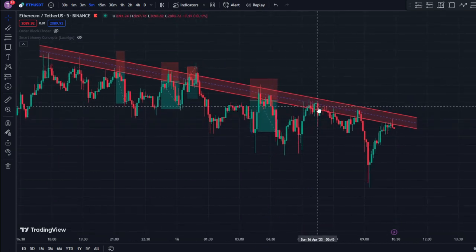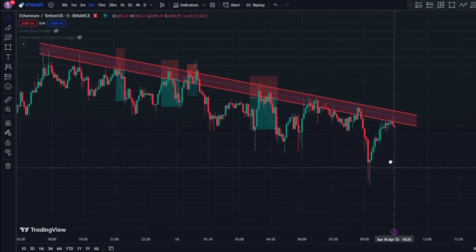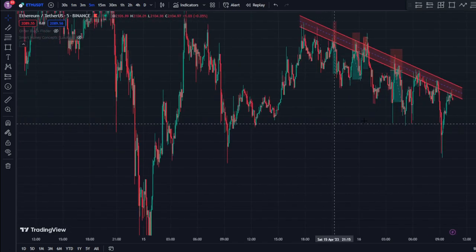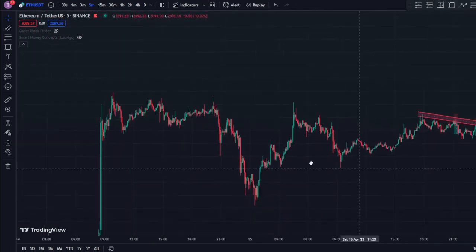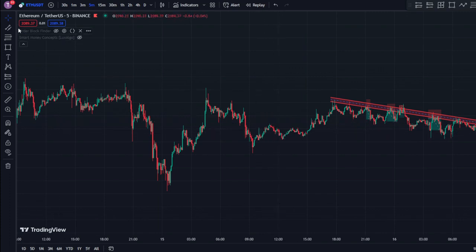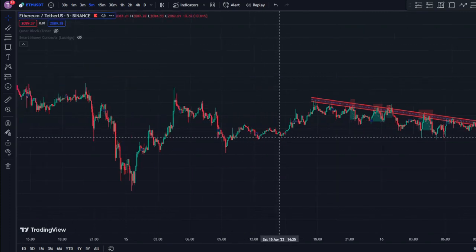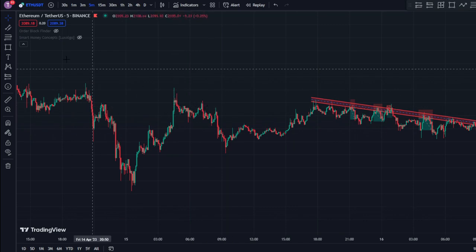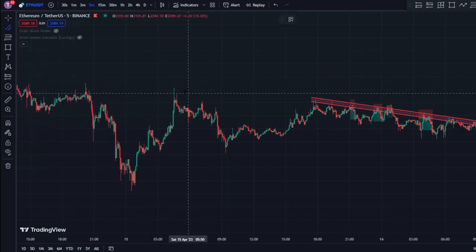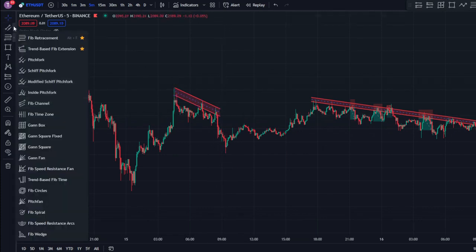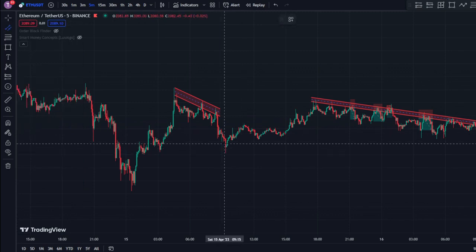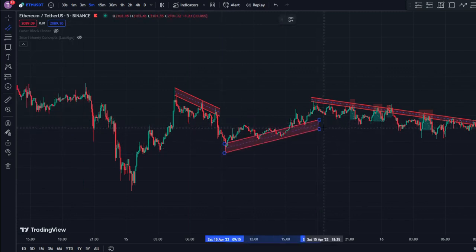You can see here we have another rejection point, here we have another rejection point. So you guys can just keep using the trend line over and over again, and it's important to identify which trend line is the current ongoing one. As you guys can see here, we have a downward trend line, and here we have an upward trend line. So it's important to be able to identify at the current market situation which trend line is which.